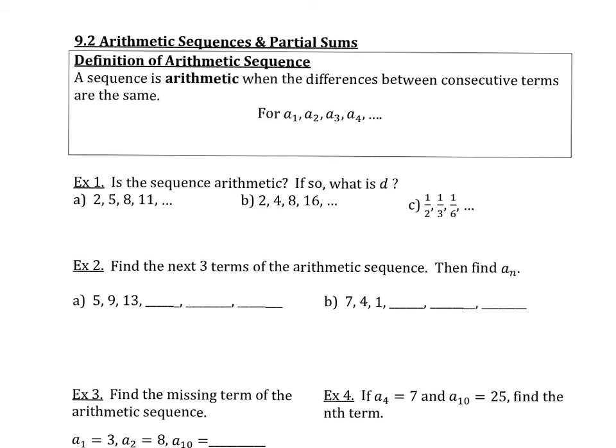For sections 9.2 and 9.3, they're going to narrow it down to a more specific type of sequence. So for 9.2, we're doing arithmetic sequences and partial sums. For 9.3, we'll do geometric sequences, and I think that you have seen these in Algebra 2.